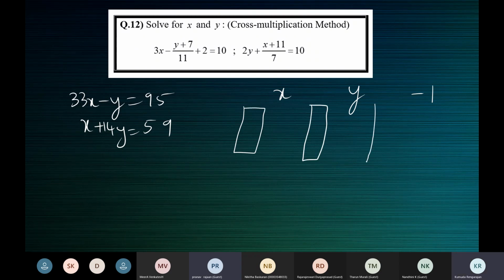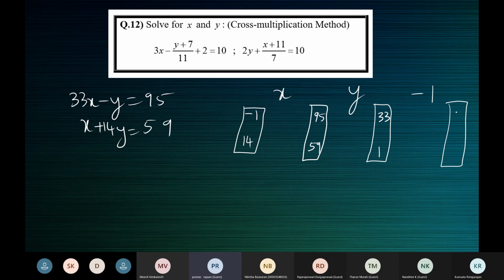Now what number should I fill here? Ma'am, for y minus 1 and 14, ma'am. Correct. Then, ma'am, for x 33 and 1. No, you don't use your style. Now tell me what should I write here? Ma'am, for 95 and 59. Okay, 33 and 1. Ma'am, and again the same, minus 1 and 14.